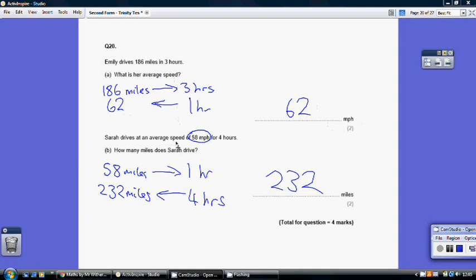Now, Sarah drives at an average speed of 58 miles per hour for 4 hours. How many miles does Sarah drive? Well, remember, 58 miles per hour means she travels 58 miles every 1 hour. So if she's got 4 hours of travelling at this speed, she's got 4 times the time, so she's going to go 4 times as far. So 4 lots of 58, which is 232 miles.